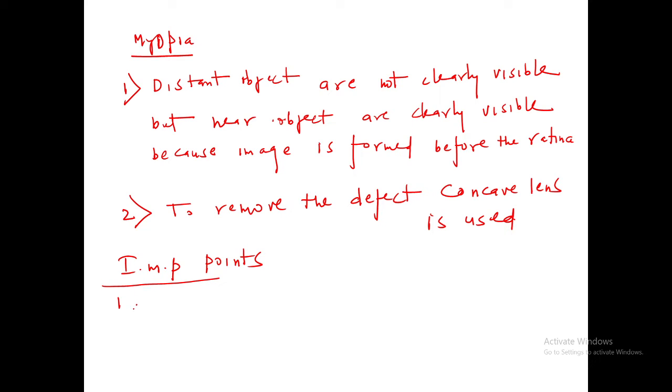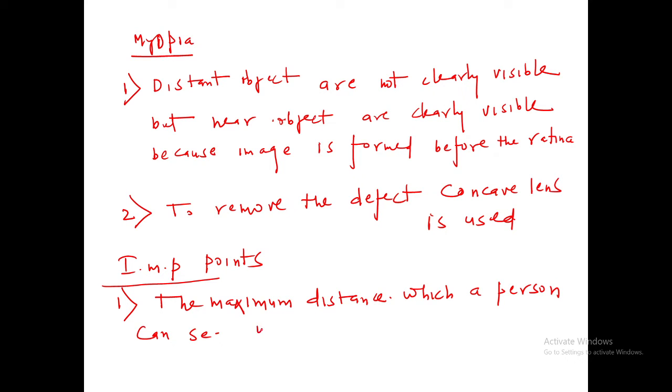There are certain important points we have to bear in mind to solve numericals. First, certain terminology: the maximum distance which a person can see without the help of spectacles is known as the far point.